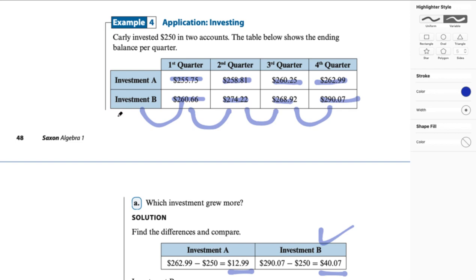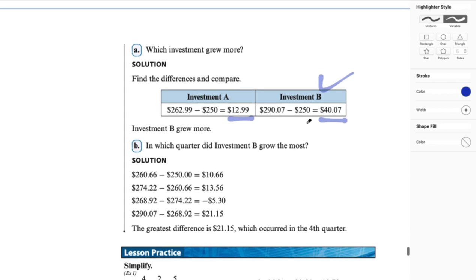So we know that it started off at 250, and then we can see that it made $10.66, and then we can check the changes here, and you can see they already did that. So here's the first change from 250 to 260.66, $10, $13 and some change, 5 and 21. So that final quarter is where we see the greatest difference. And that's what we have there.